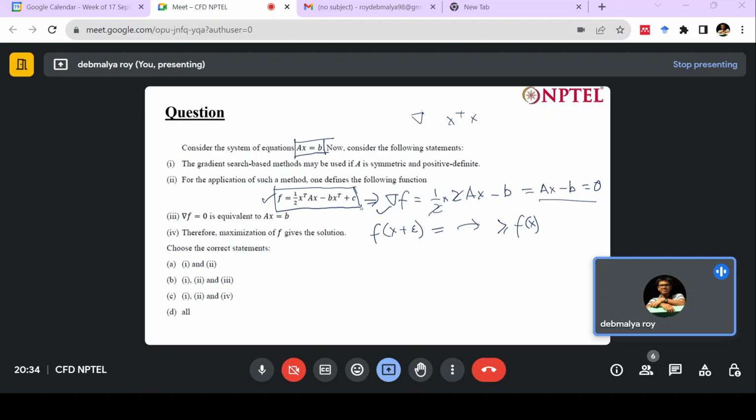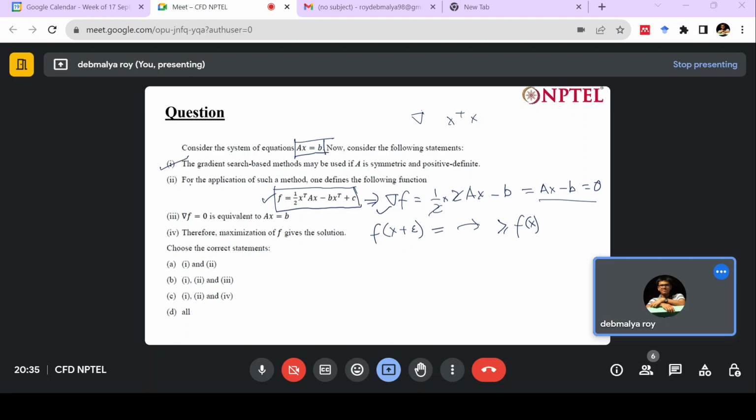Which of these particular statements are correct about the gradient descent method? The gradient search method may be useful if A is symmetric and positive. This is true. If A is symmetric and positive definite, only then are these methods useful. Otherwise, these gradient based methods will not give you an accurate solution.